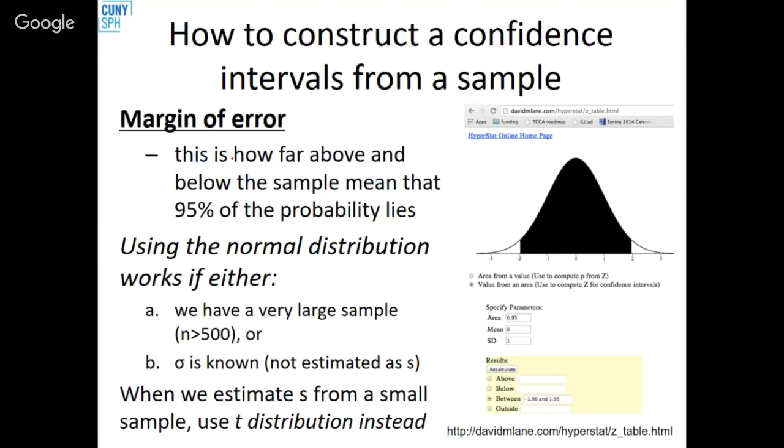So the margin of error is how far above and below the sample mean that 95% of the probability lies. And we can use a normal distribution to estimate that either for some very large sample or if sigma is known, as opposed to being estimated from the sample. If n is not so very large and we estimate the standard deviation from the sample, then that is an application for the t-distribution, which we'll get to later.